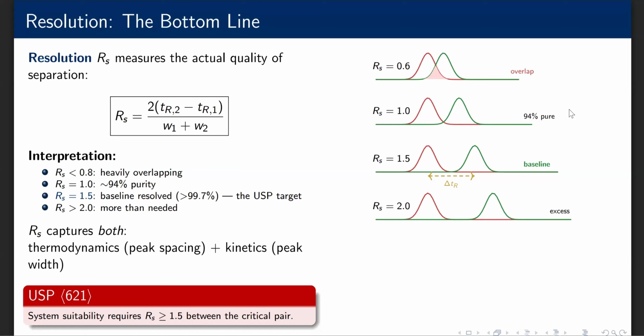At RS of 2.0, there's a generous empty baseline, but you've spent extra analysis time to achieve it, and it is unnecessary. The key insight is that RS captures both thermodynamics and kinetics. The numerator, the peak spacing, depends on selectivity. That is thermodynamics. The denominator, the peak widths, depends on column efficiency. That is kinetics. This is why resolution is the bottom line metric. It integrates everything about your separation into a single number.